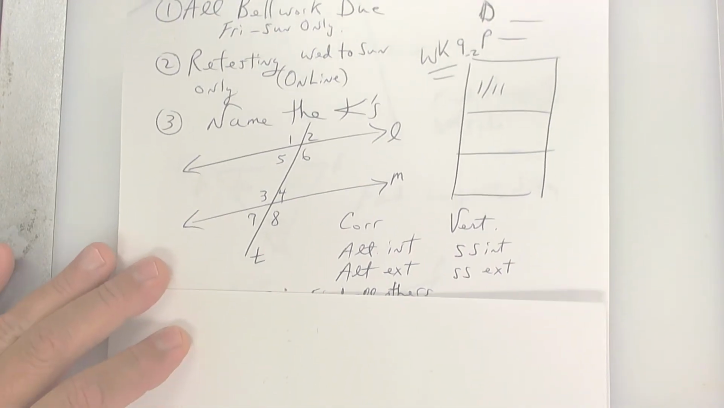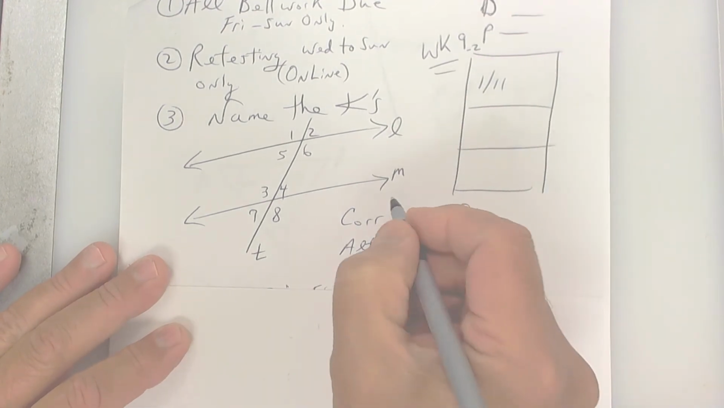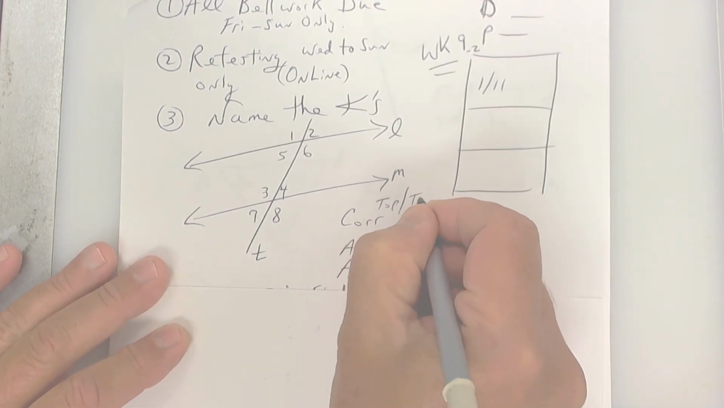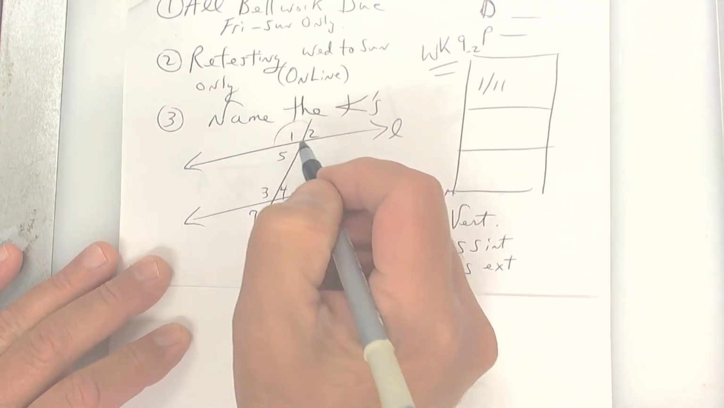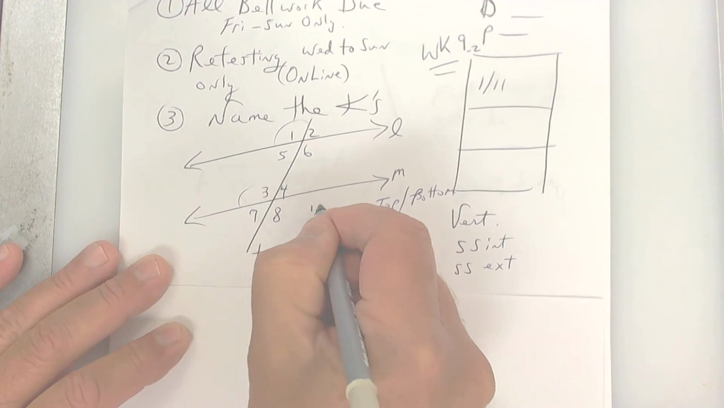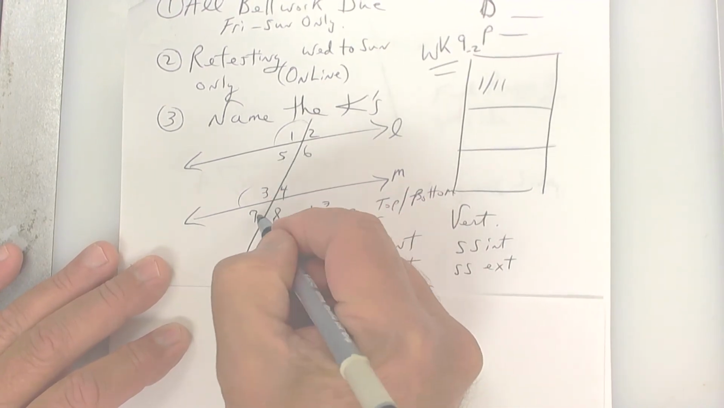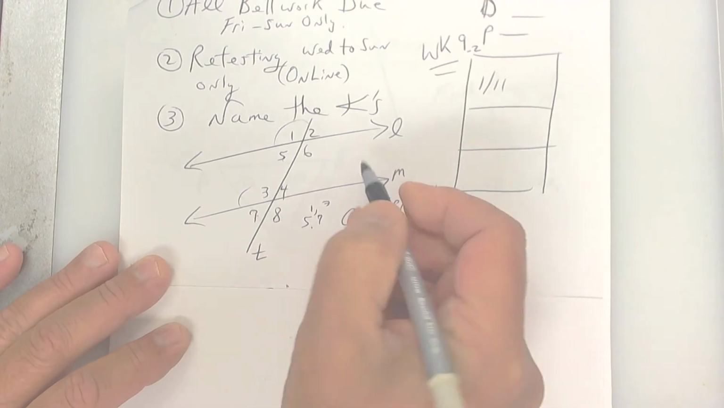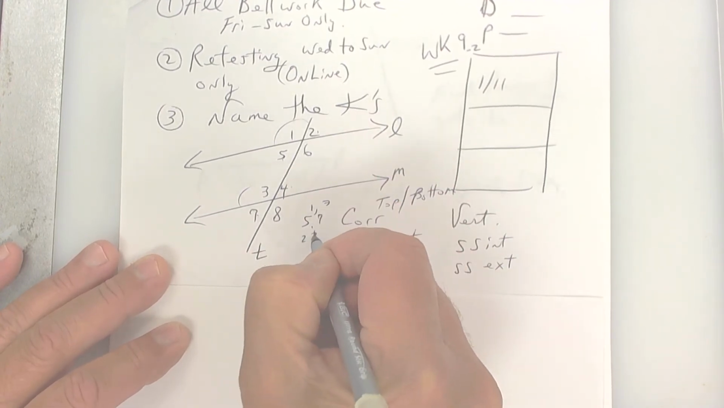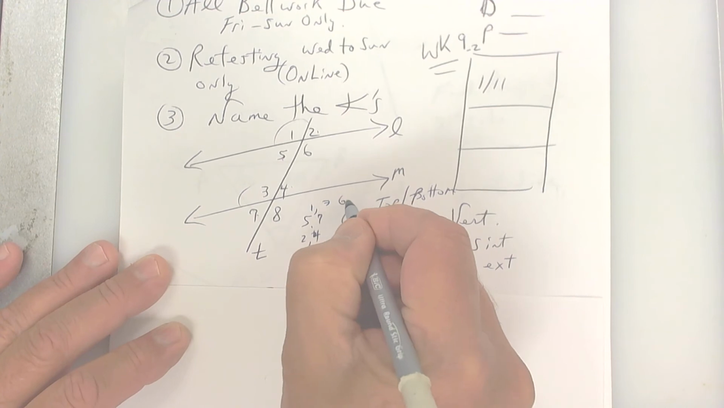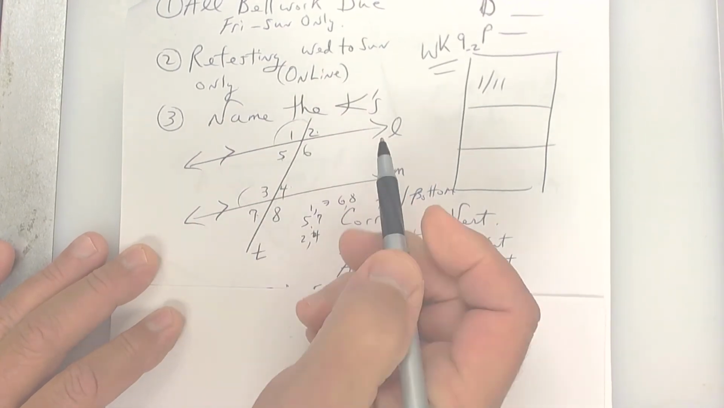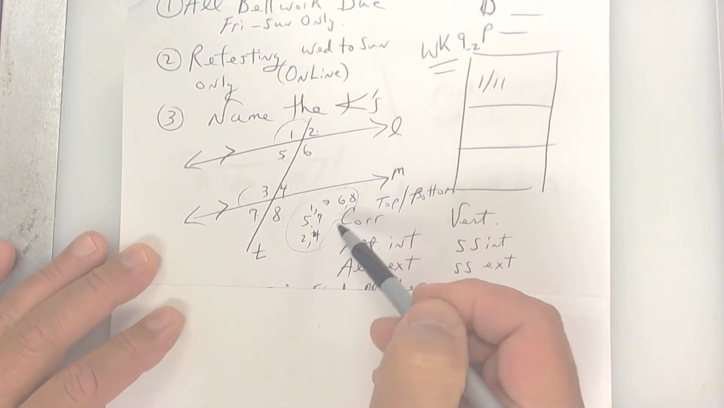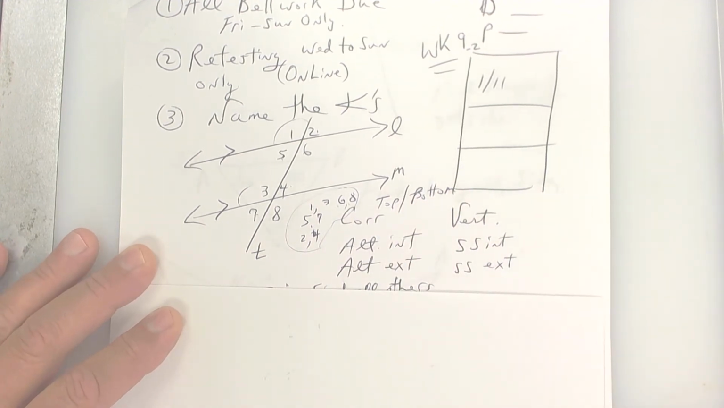It says name all the angles. Well, corresponding is top, top, bottom, bottom. Write that down. Top, top, bottom, bottom. Okay, so the top is 1 and 3, so 1 and 3. And the bottom is 5 and 7. 2 and 4 is top, top. And then bottom, bottom is 6 and 8. Those are all the corresponding. And remember, if the lines are parallel, if this line is parallel to that line, then these are all equal. 6 is equal to 8, etc.